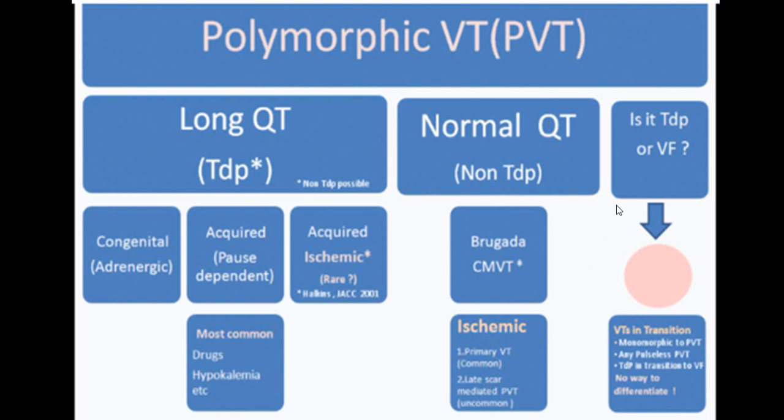And always we want to find out, is this ventricular tachycardia TDP, because they will have a very high chance of going into VF. Now as far as Torsades De Pointes is concerned, it can be congenital or acquired, and among acquired, pause dependent and acquired because of ischemic heart disease. Pause dependent very commonly because of drugs and hypokalemia, and among congenital it is adrenergic stimulator.